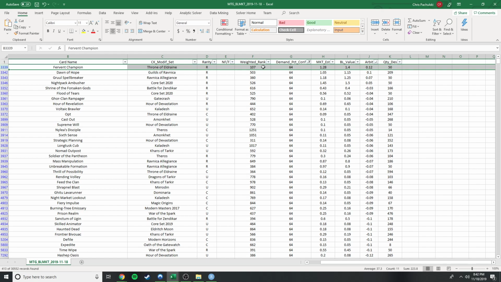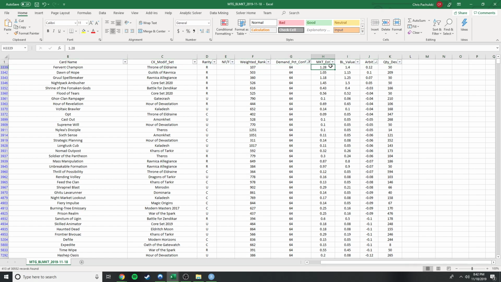Fervent Champion is the 107th best-selling card in Magic right now, and that's out of the 40,000 ranking, and I believe I'm tracking 30,600 cards here. So that's a really, really, really good ranking. So it's really moving. I have a high degree of confidence. The market value I'm fairly confident on. I mean, probably plus or minus, especially plus shipping.